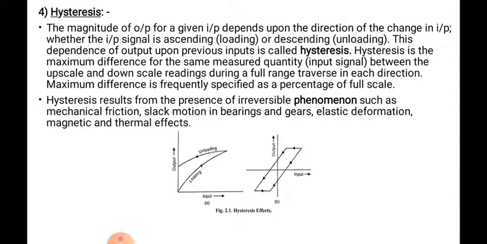We are considering the weighing machine, but now consider some other machines used for measurement. In that condition there will be some rotating components, so the inertia of the rotating component will act while measuring. Then elastic deformation, magnetic effect and thermal effect will come into the scenario. Mechanical friction will be there, and slack motion in the bearing. So these are the different reasons on which hysteresis depends. The instrument shows different readings while loading and unloading only because of the different components present in the instrument. So hysteresis results from the presence of irreversible phenomena.